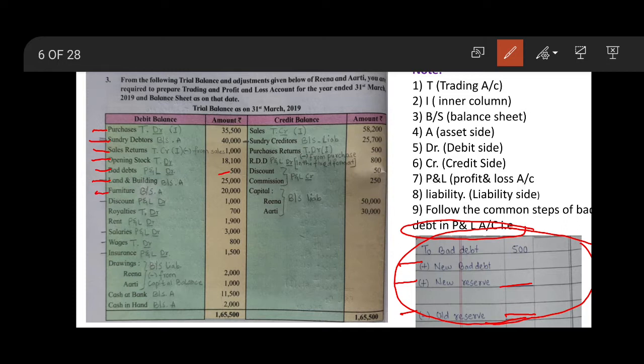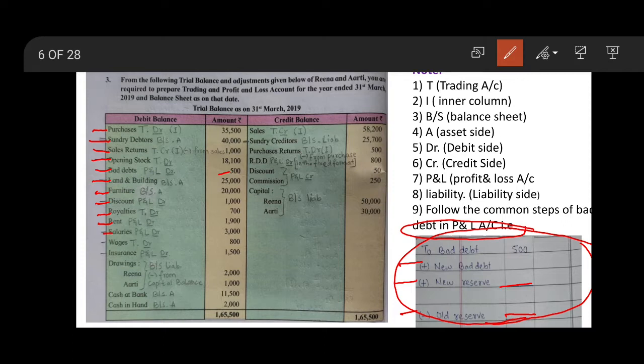Next is furniture without adjustment, balance sheet asset side, outer column. Discount, we do have adjustment for the discount, so profit and loss account debit side, inner column. Royalties, trading account debit side, outer column. Rent without adjustment, profit and loss account debit side.